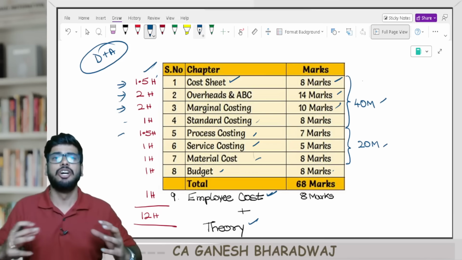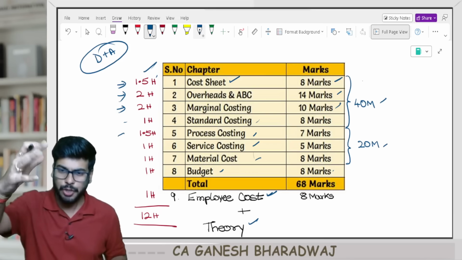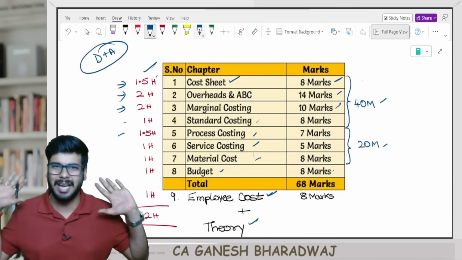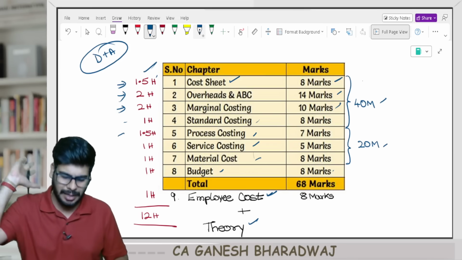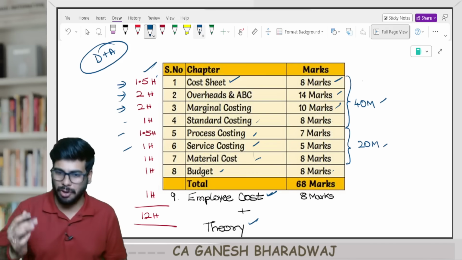The remaining chapters, comprehensive sums I would have marked out. Use our solved question bank, and that's about it. All the formats are clearly mentioned in our concept decoder book itself. That's about it, guys. Then move on to the service costing chapter.